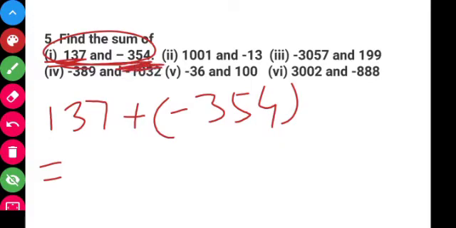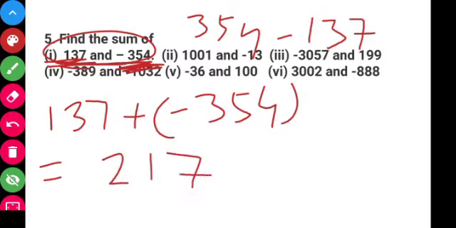So the signs are different, both have different signs, so we have to subtract. First you subtract 137 from 354. From 354 subtract 137, then you get 217. First you subtract and now put the sign of the bigger number. In these two numbers, which number is bigger? This is bigger. What is the sign of this number? Negative sign, so put a minus sign.